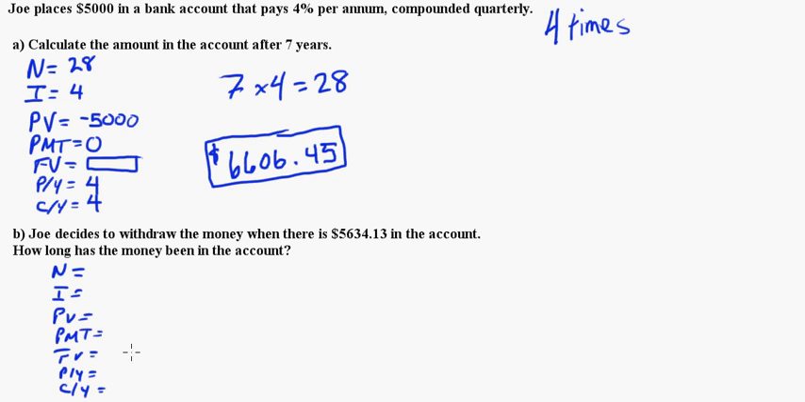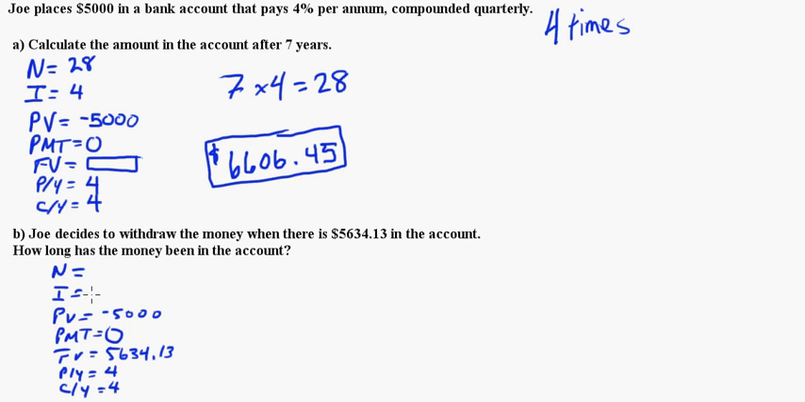Okay, so again, let's see here. We're going to assume it's still compounded quarterly. They don't say otherwise. So these would both be 4. They give us a future value, so that's 5,634.13. The payment is always going to be 0. The present value, well, that's just what he started with, so that's negative 5,000. Now here in this problem, if you put both of these 5,000 and 5,600 as positive, you're going to get an error message on the calculator, so just be careful about that. One of them has to be negative.